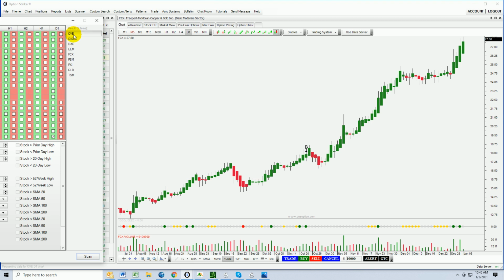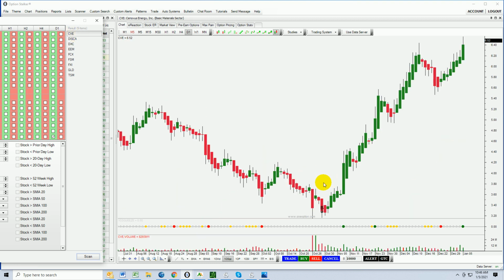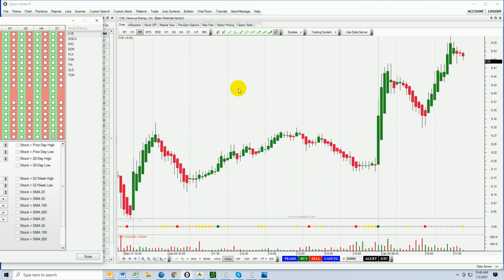Going to click on CVE, and there you can see, remember, we're using that HA continuation 2 plus. 1, 2, 3, 4, 5. You can see on a daily basis, we've already got 5 of these really, really strong candles. So now we can go in and take a look at the 5-minute chart, and there you can see some really nice reversals that have set up here.